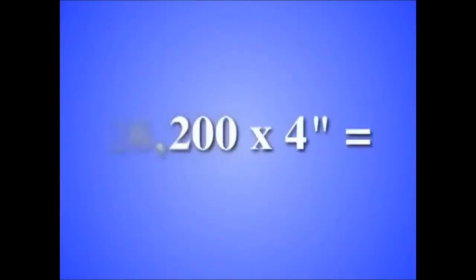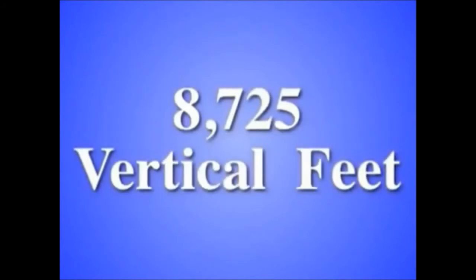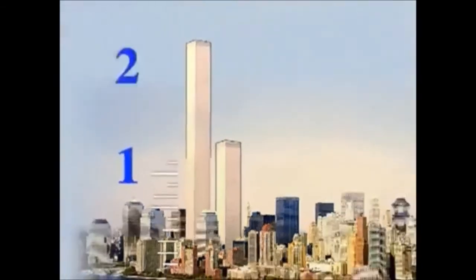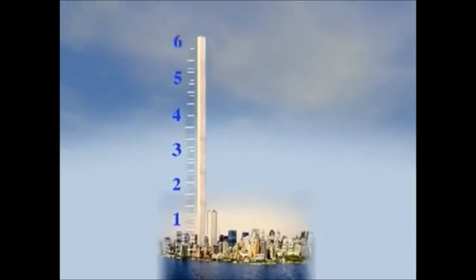Bounce is how much a runner moves up and down with each stride. Ryan Hall, for instance, moves up 4 inches with each stride. 26,200 strides times 4 inches equals 8,725 vertical feet, or 1.65 vertical miles. This is equal to running up 6.4 former World Trade Centers in a little more than 2 hours.